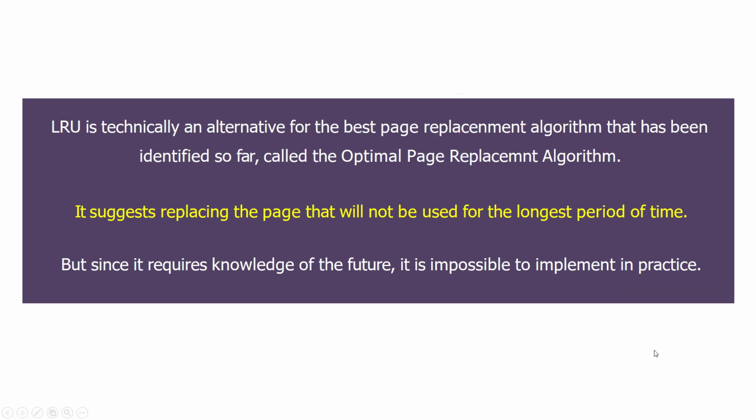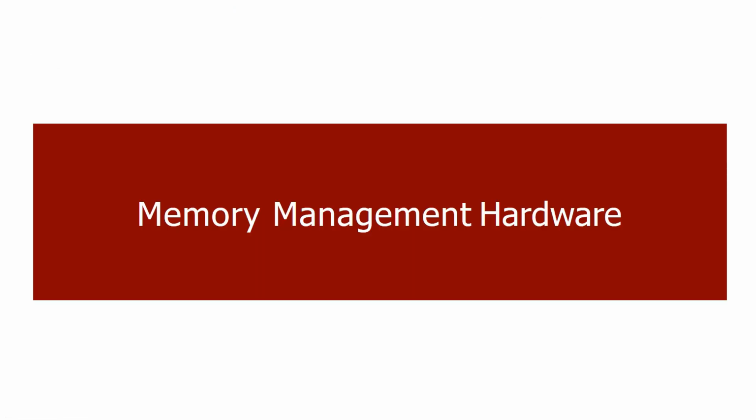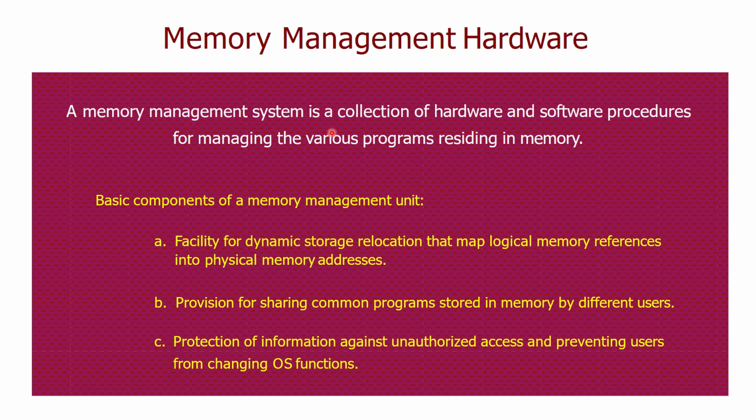Okay, moving ahead. So now, memory management hardware. A memory management system is a collection of hardware and software procedures for managing the various programs residing in memory. Basic components of the memory management unit is the facility for dynamic storage relocation that maps logical memory references into the physical memory addresses. Obviously we need to map these two. Provision for sharing the common programs stored in memory by different users. Protection of the information against unauthorized access, obviously then the security also comes in.